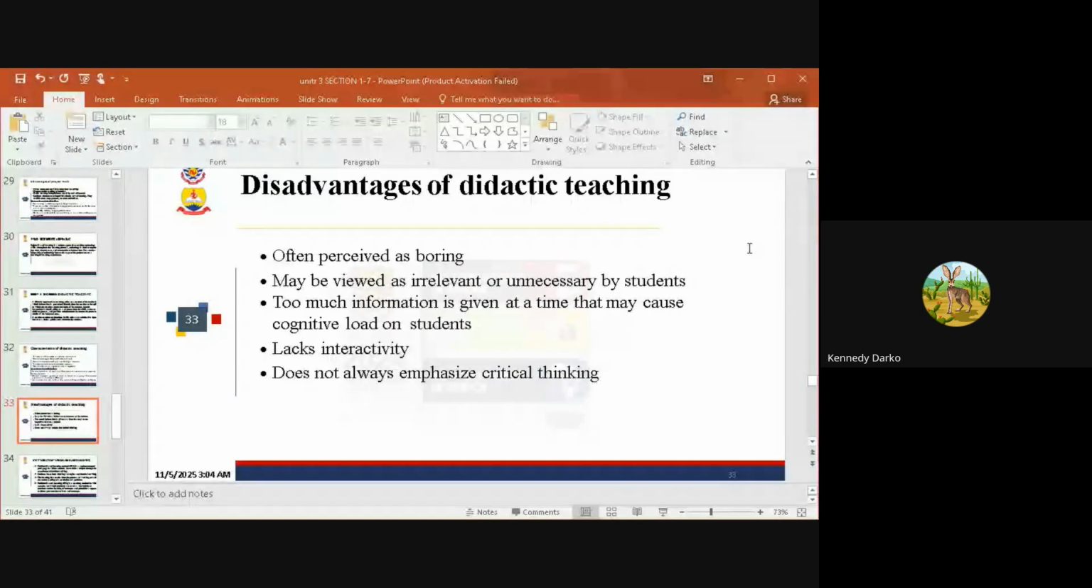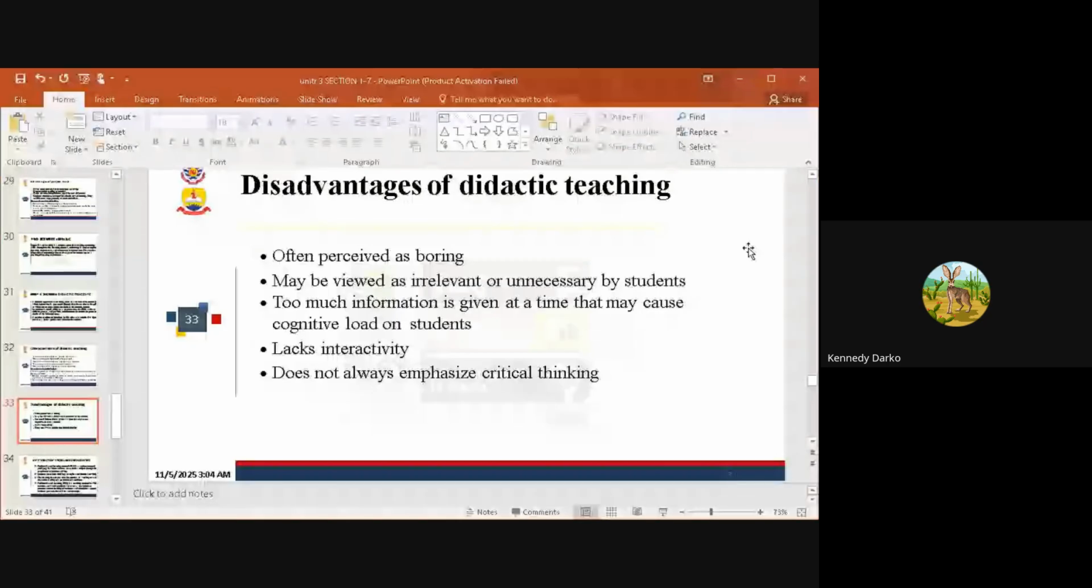Too much information is given at a time. That may cause cognitive load on students. So you'll be giving all the information, plenty of information. The students' minds become tired. They will not follow again. It lacks interactivity. You don't interact with them. You are just giving the information. Bam, bam, bam, bam, you are going.